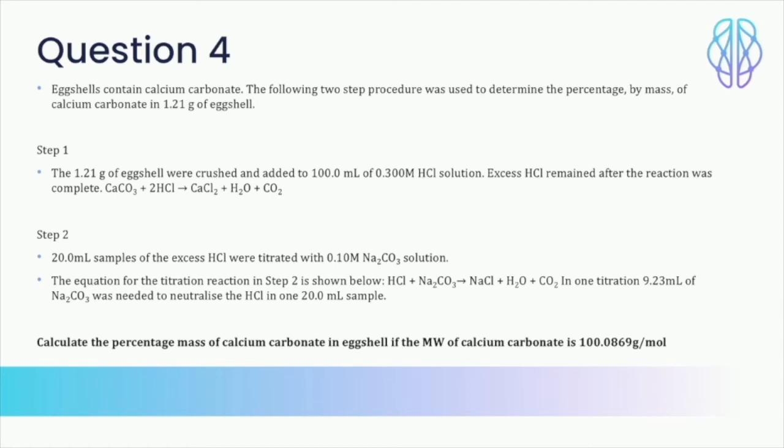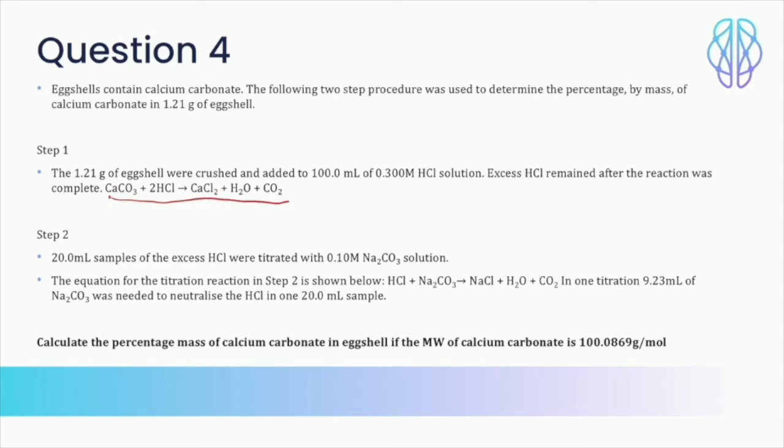So in question 4, we're asked: eggshells contain calcium carbonate. Fantastic. The following 2-step procedure was used to determine the percentage by mass of calcium carbonate in a 1.21 gram eggshell. The 1.21 gram eggshell was crushed and added to 100 milliliters of 0.3 molar HCl. Excess HCl remained after the reaction was complete. So that's a reaction: calcium carbonate reacts with HCl to give you calcium chloride, water, and carbon dioxide.